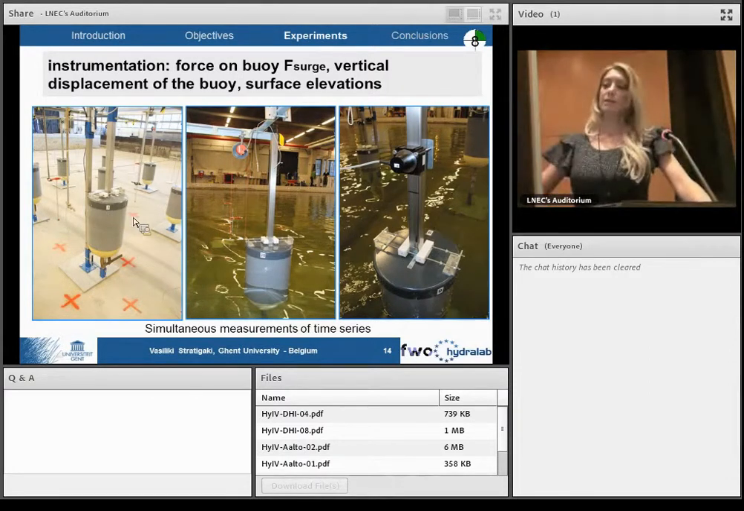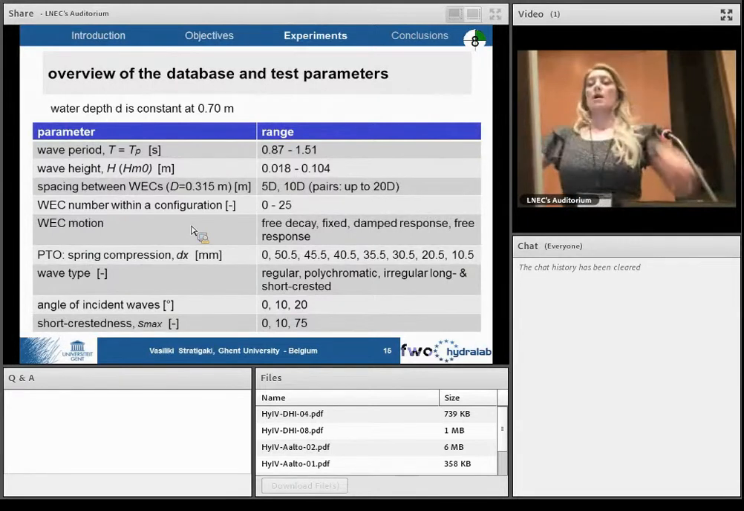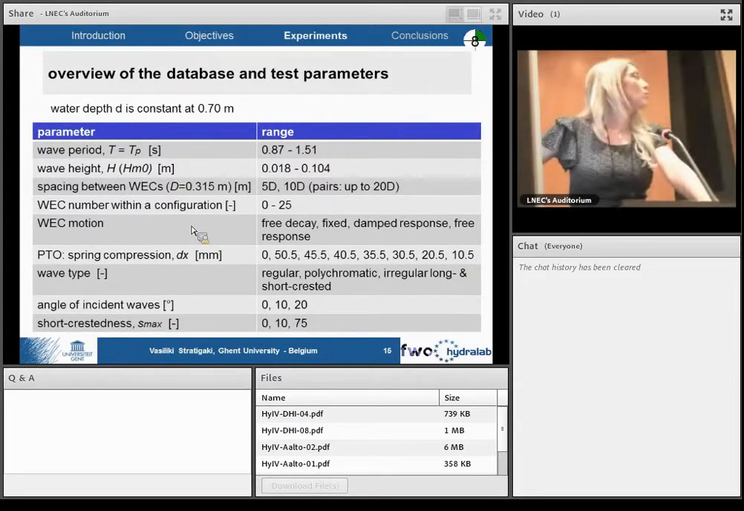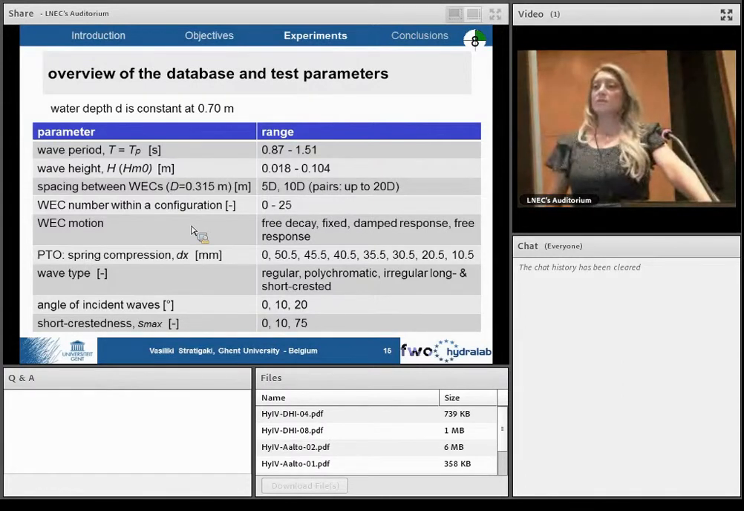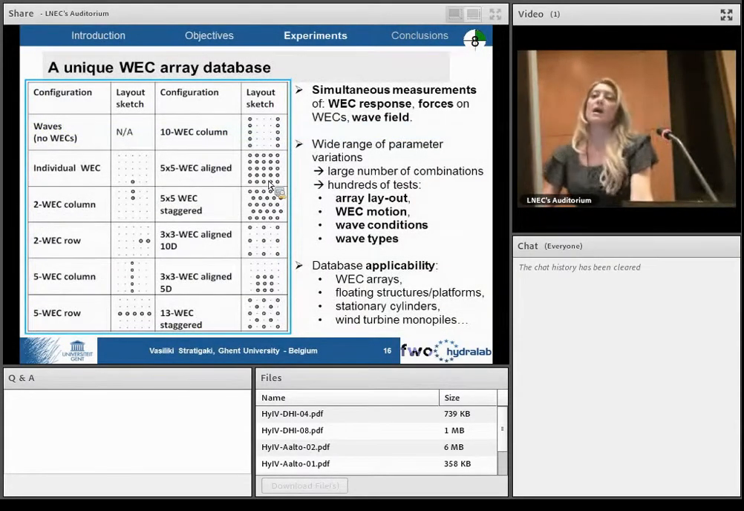Here are some photos during the experiments. At the top left panel, you see that only 2 devices are activated, while all the rest are held above the water surface. This was an easy way to test a lot of different array configurations. At the top right panel, you see the WEC models under oblique wave attack. At the bottom left panel, you see tests with a staggered array of 13 devices. And at the bottom right panel, you see tests with a column of 5 WECs.